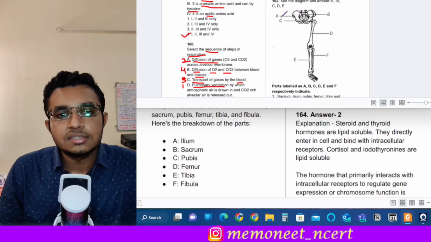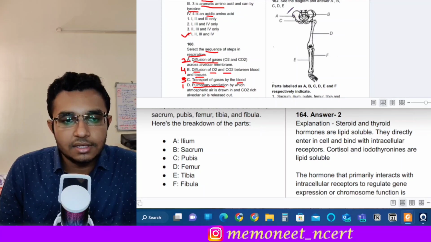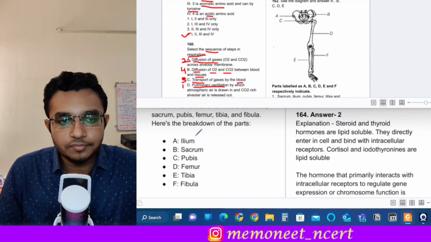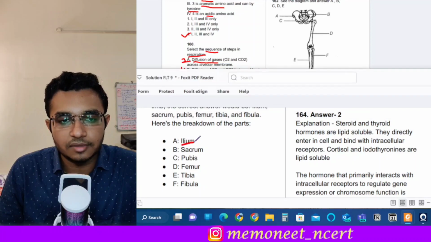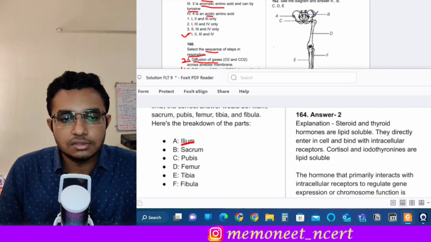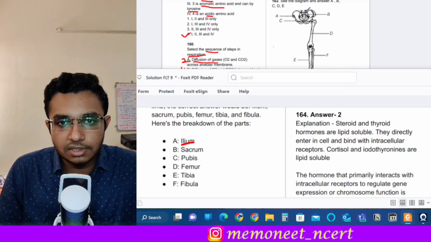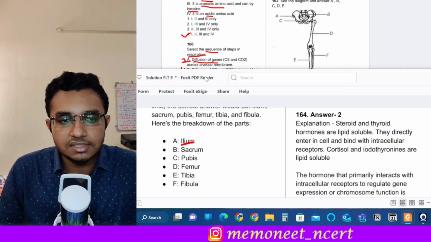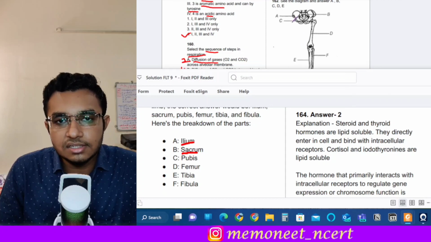Now, what is represented by A? So, A is ileum. So, ileum is A. The next is B. So, as you can see, B is over here and this is representing the sacrum. So, B is representing sacrum. Then, C is this part.